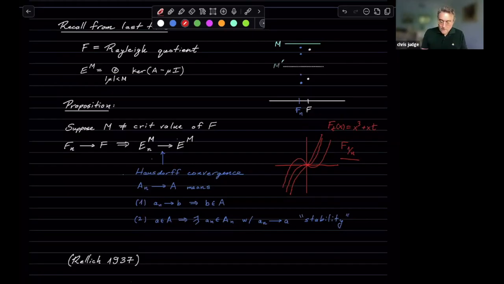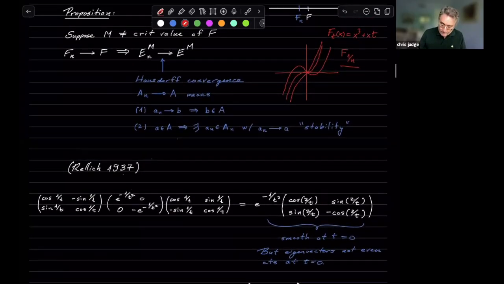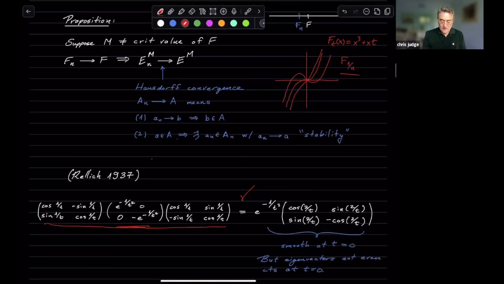Good. And then last time I also mentioned this example of Rellich, and that's part of the reason that we want to talk about analyticity. For example, you can find a smooth family of matrices. I didn't do this calculation, but you can check that the conjugation gives you this. The family of matrices has these eigenvectors depending on t, but they don't vary smoothly at all at t equals 0. In fact, they're not even continuous as t goes to 0.